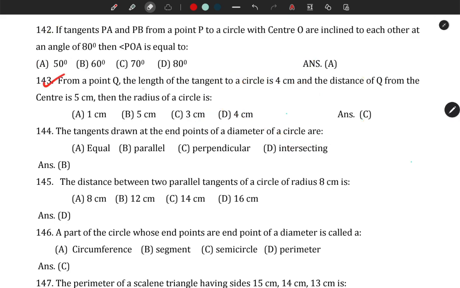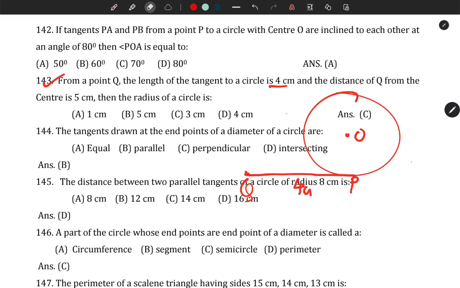Next question, from a point Q, the length of the tangent to a circle is 4 centimeters. So let's draw a circle, center O, and a point Q, supposing point Q is here. Supposing the tangent is PQ, the length of the tangent is 4 centimeters, and the distance of Q from the center is 5 centimeters, and we have to find this radius. This radius we know is perpendicular to the tangent, and this triangle OPQ is a right angle triangle, so we can use Pythagoras theorem.